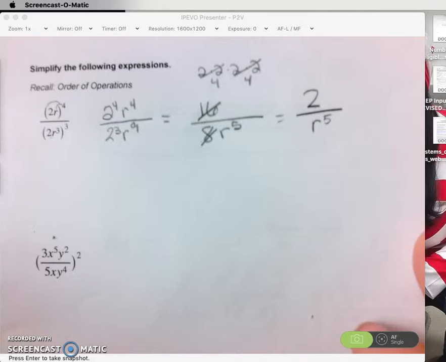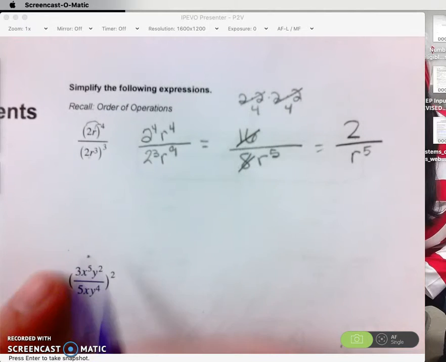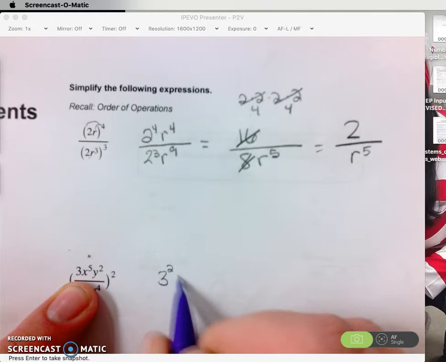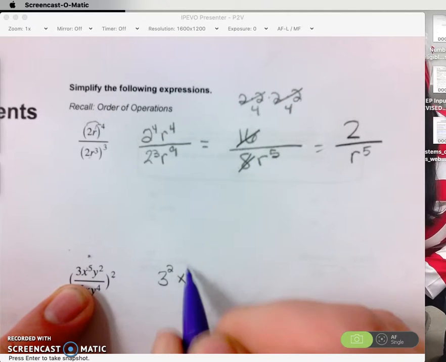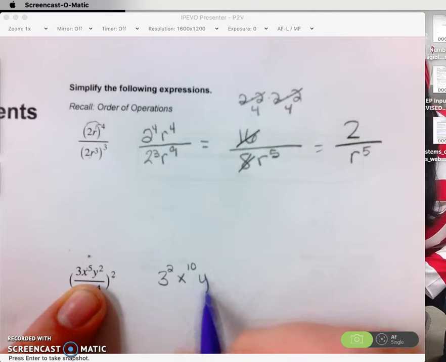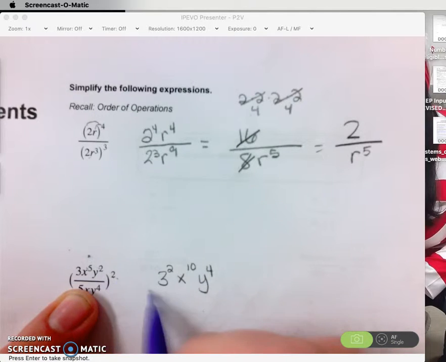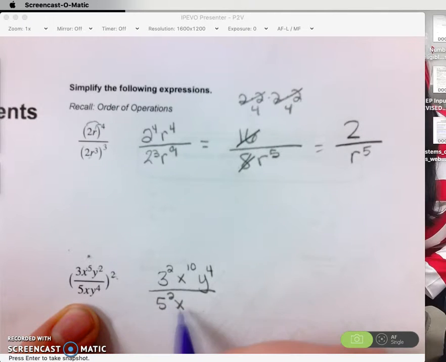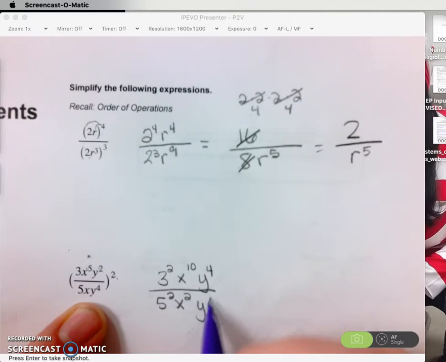Okay, order of operations, what do we do first? Well, the whole thing is being raised, so I have to do 3 to the 2nd. 5 times 2 would be 10. Y to the 4th, 2 times 2. Then 5 to the 2nd, x to the 2nd, and y to the 8th.